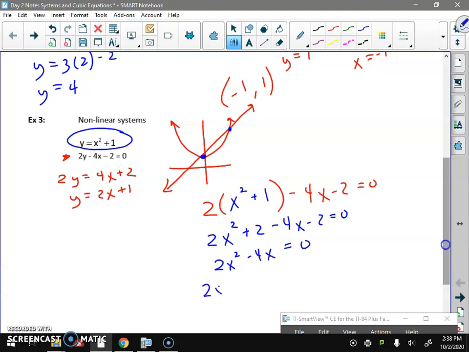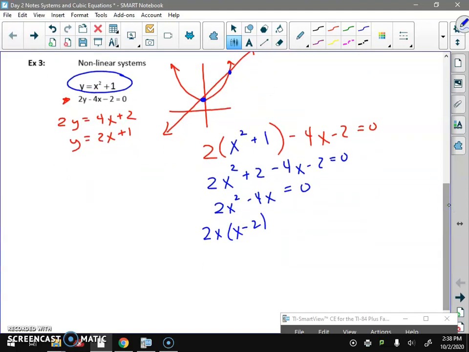GCF. What have I found? I found x equals 0, x equals 2. Is that an ordered pair? Heck no. Those are the 2 x's. Could that be 0? Sure could. Could that be 2? Sure could. And I'm going to plug them into the easier of the two.